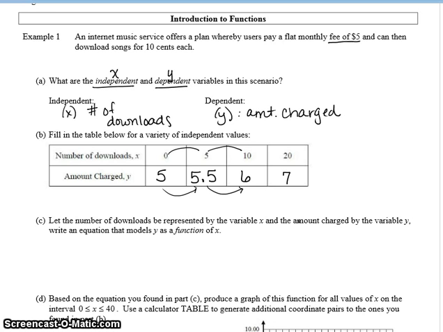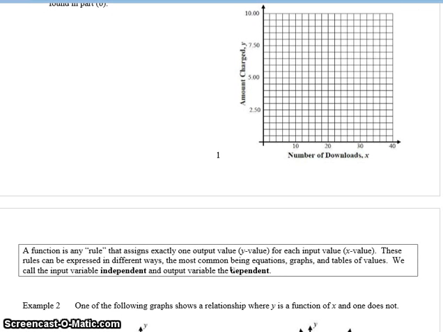Let the number of downloads be represented by the variable x and the amount charged by the variable y. Write an equation that models y as a function of x. So y is your total amount charged. So that's your total bill for that month, which is going to be 10 cents times your number of downloads plus your $5 monthly fee. So it's going to be y equals 0.10x plus 5. Again, x is representing your number of downloads.